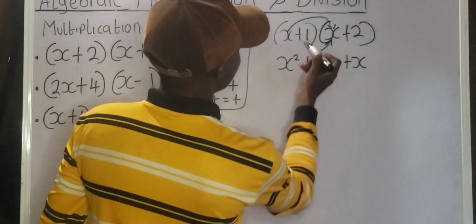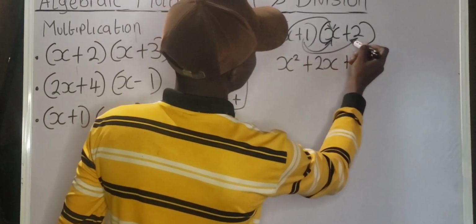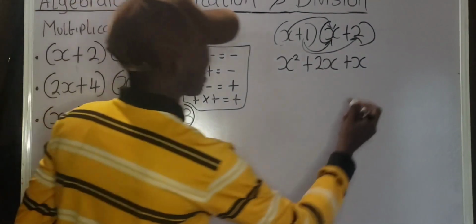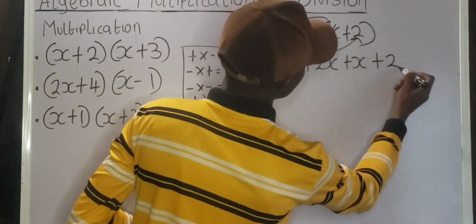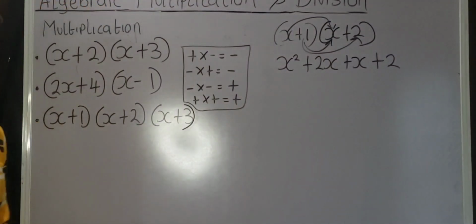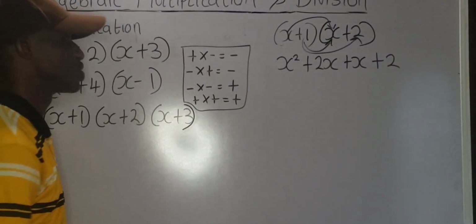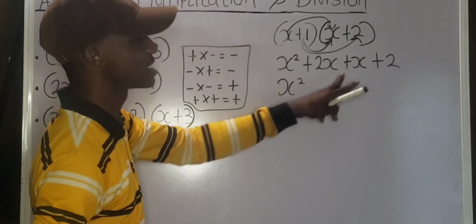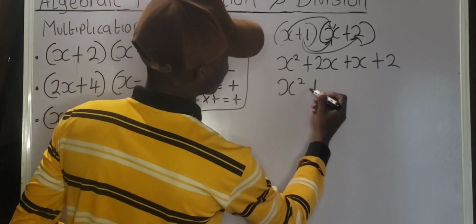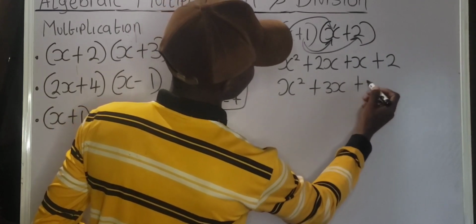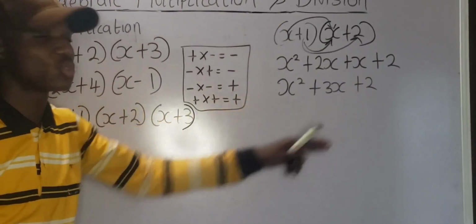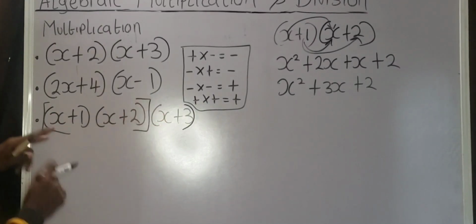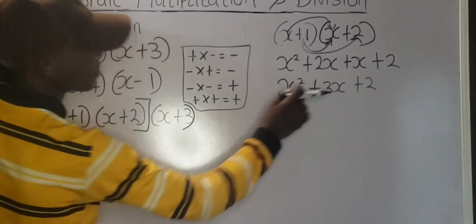So let's proceed. This 1 will also multiply these two. You understand? So I'm going to have positive 1 multiplied by positive 2. So I'm going to have positive 2. Do you understand? Because 2 times 1 is 2, 1 times 2 is 2. You understand? So now the next step is that I'm going to add it. x squared plus 2x plus x, that is plus 3x plus 2. Do you understand? So now that is the first part. We have taken the product of this. The product of this and this is x squared plus 3x plus 2.